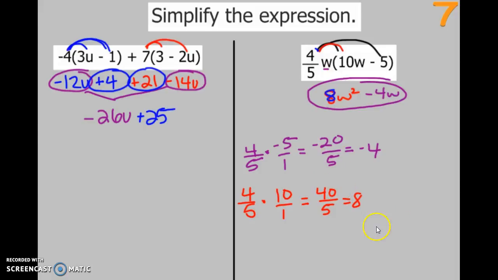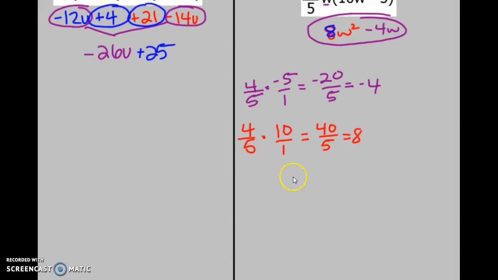Same thing if you, for example, had 2/3 times x plus 6. 2/3 times x would just be 2/3 x. 2/3 times 6, multiply the top. 2 times 6 is 12. 12 divided by 3 is 4. So that would be your answer for that one. You solve it the same way.